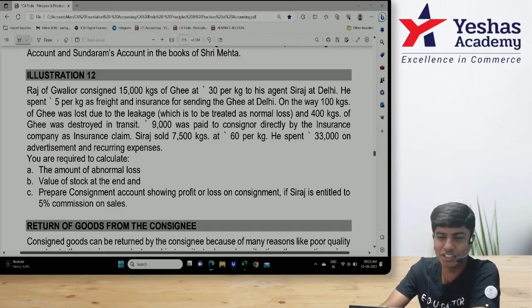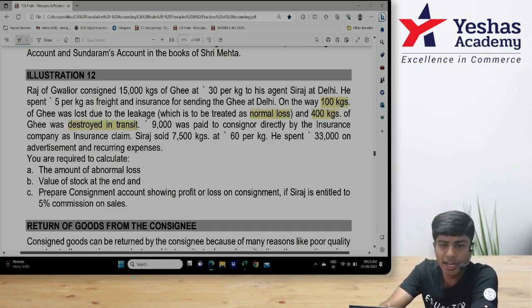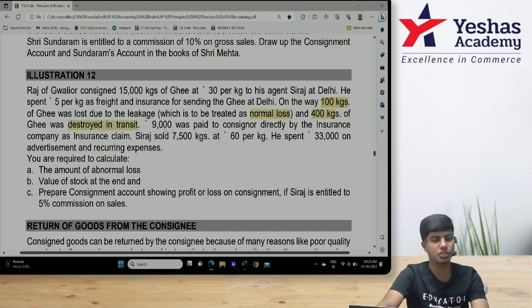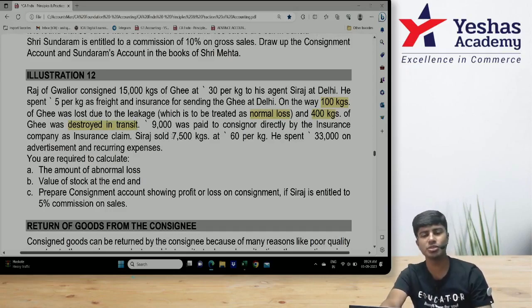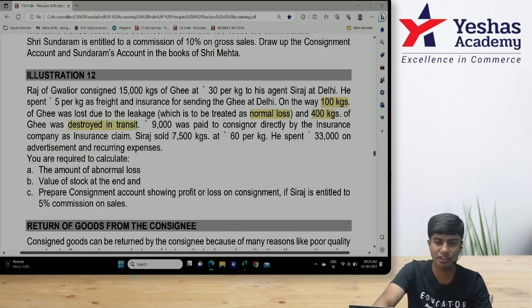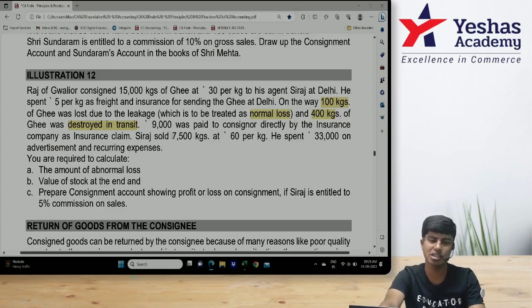Listen, 100 kgs normal loss and 400 kgs was destroyed in transit. 400 kgs was destroyed. This is abnormal loss. And 9,000 was paid to the consigner directly by the insurance company as insurance claim. Siraj sold 7,500 kgs at 60 rupees per kg, and spent 33,000 on advertisement and recurring expense. You are required to calculate abnormal loss, value of stock, prepare consignment account.